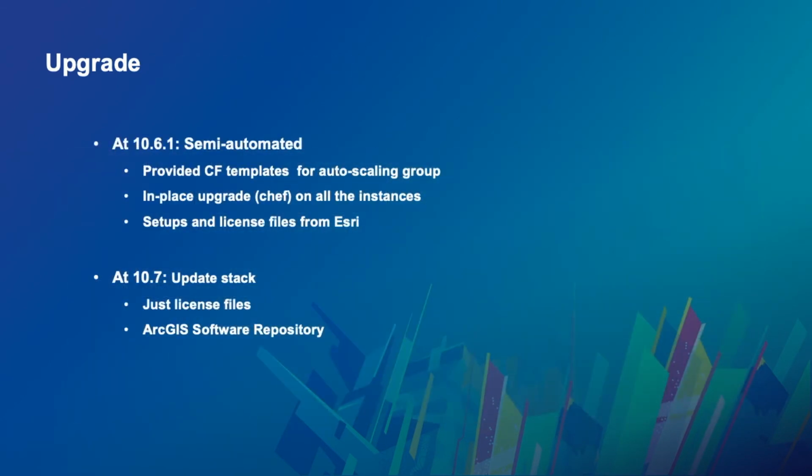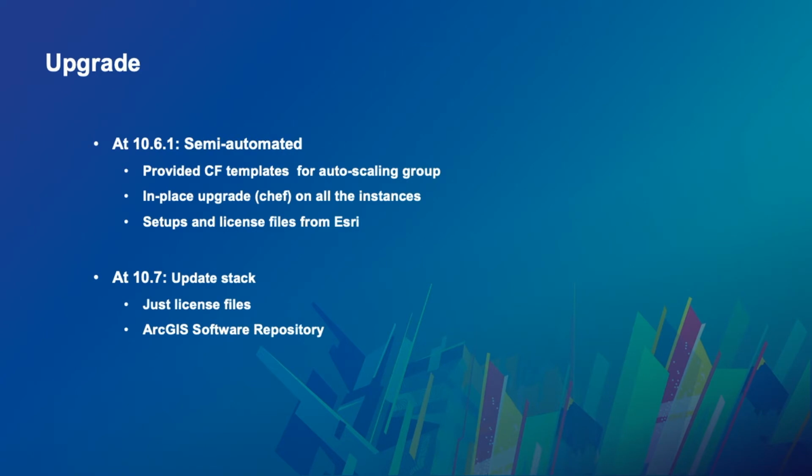A quick wrap up for upgrade. At 10.6.1, we consider it as semi-automated, which means there's some tooling from us to help you with some parts of the work. It's a lot easier, less manual work for the in-place upgrade, but it still needs to run on every single machine, and you still need to set up a license file from Esri. At 10.7 it is more automated using the update stack. As a user, you just need to take the license file.